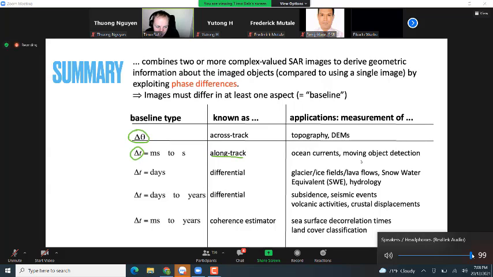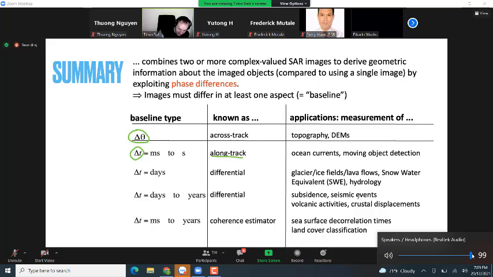Right? So that's why we separate them from delta T from days to years, which is still differential, but then we're talking about very slow moving things, so subsidence, seismic events, crustal displacement, volcanoes, these things, they're very slow moving, where we have then millimeter, centimeter per year. That's what we can also measure. That's what we typically measure with the, let's say, the standard differential InSAR applications.